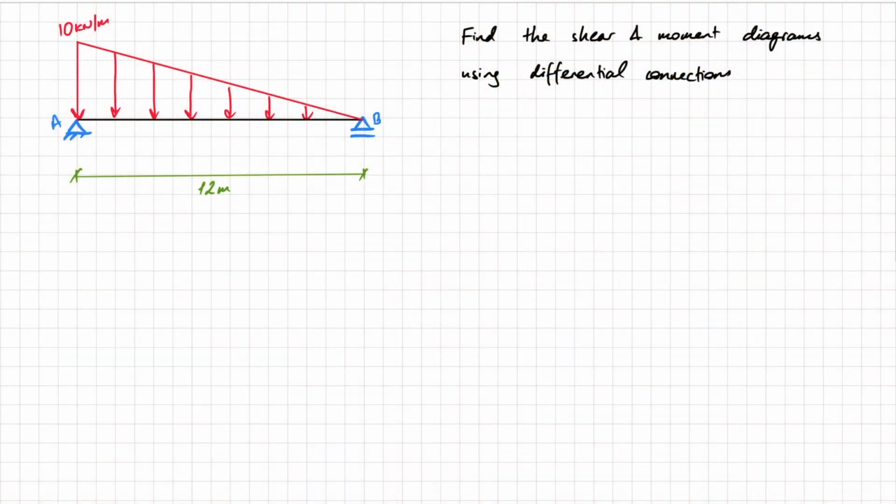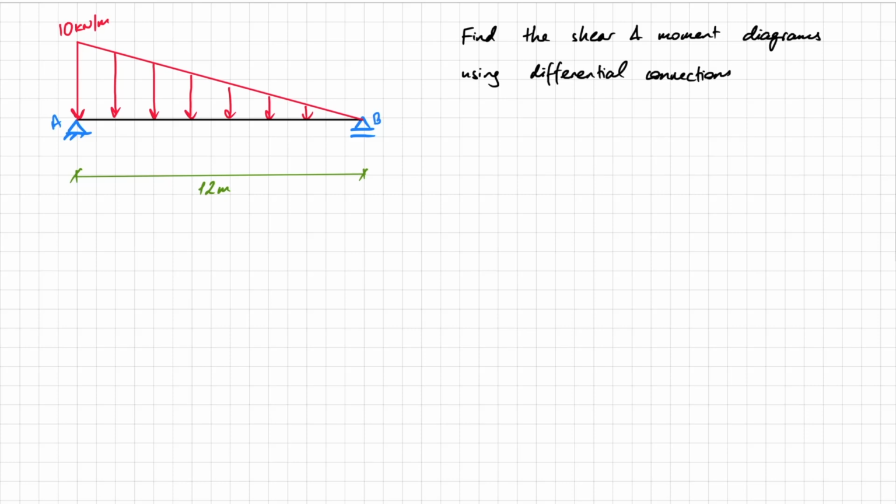So in this session we're going to solve this simply supported beam and find the shear and bending moment diagrams using differential equations. This is a little bit more complicated than the previous one we did because, as we can see here, we have a triangular distributed load, which means that our load itself is a function of x.